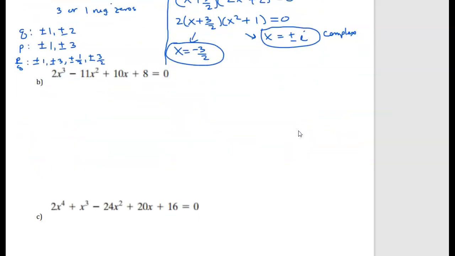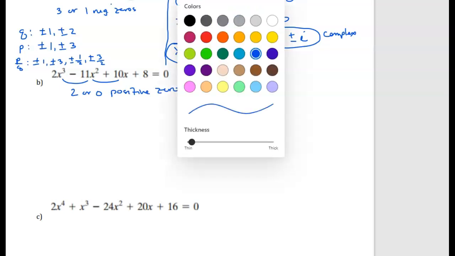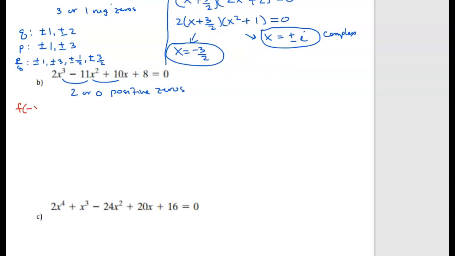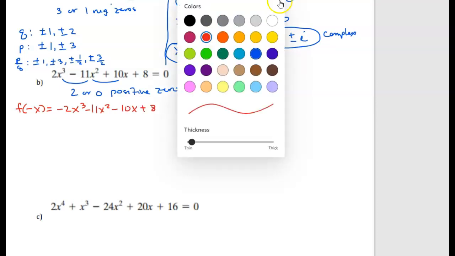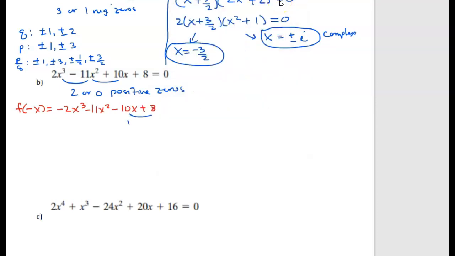Alright, let's look at B. So same deal. We have at most 3 solutions, 3 real zeros. Let's look at sign changes. So one sign change, 2. So we have 2 or 0 positive zeros. Let's do f at -x. So -2x cubed minus 11x squared minus 10x plus 8. Let's see how many sign changes there are. Negative, negative, positive. So 1, negative, 0.